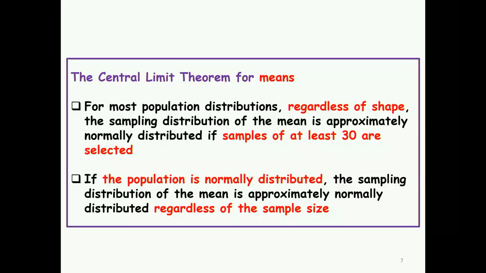But if I take many samples of size 30, then the distribution of each sample mean could look like a normal distribution. The second point: if the population is normally distributed, we don't need to worry about the sample size. Okay, so let's go to one example.